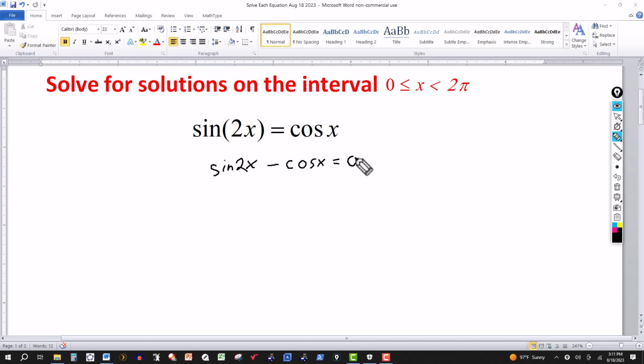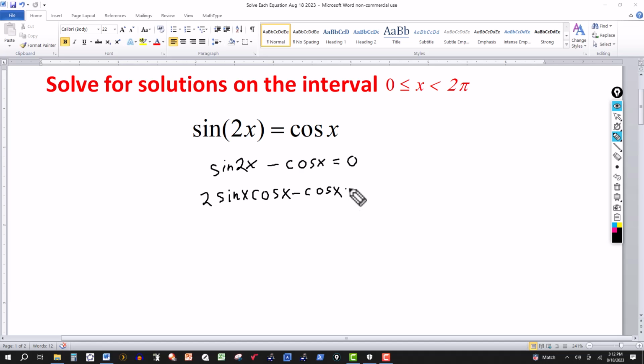It's always nice if we can get an equation to factor or isolate the functions. Better if we have the same function, sine and sine, or cosine and cosine. But in this case, we have an identity for the sine of 2x. That's the same thing as 2 sine of x times cosine of x, and you've got minus cosine.